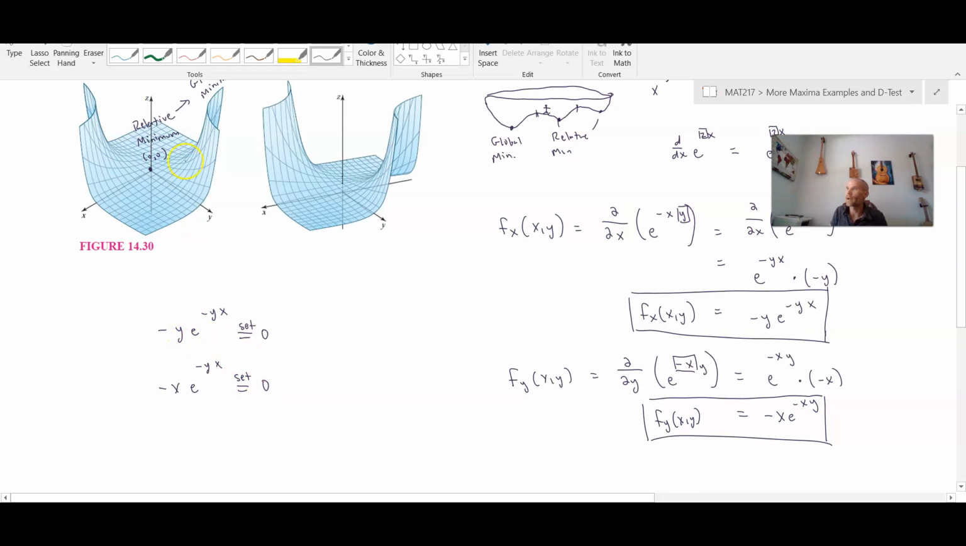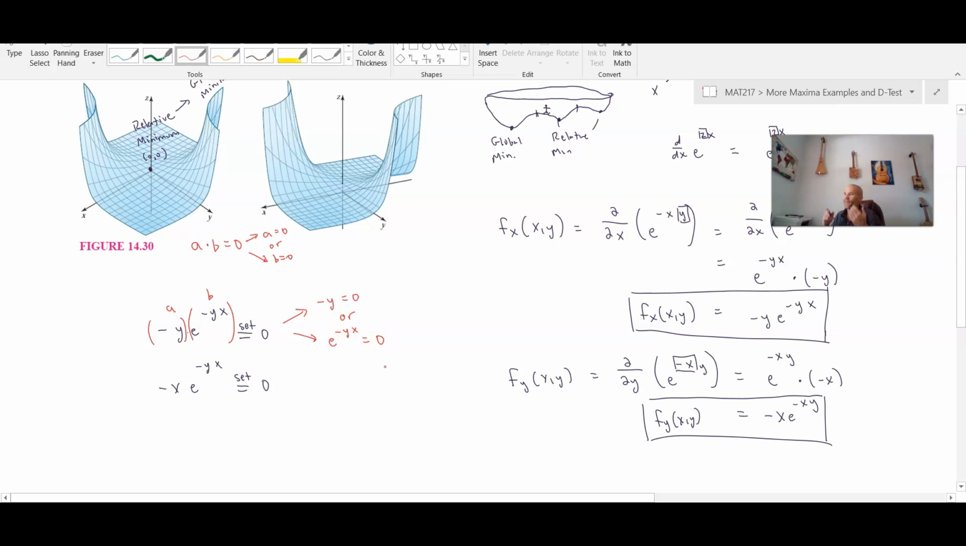Okay, now this is a product of two quantities. So it's a product of this times this. And whenever you multiply two quantities together, the only way that product will be 0 is if one or the other is 0. So for example, if I tell you some number A times some number B equals 0, what you can guarantee is that A equals 0 or B equals 0. One of those has to be true. Now this is kind of like our A, this is kind of like our B. So this means that negative y equals 0 or e to the negative yx equals 0.